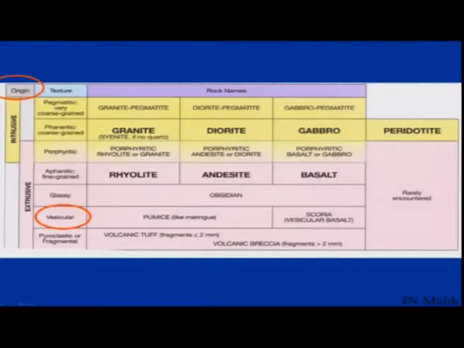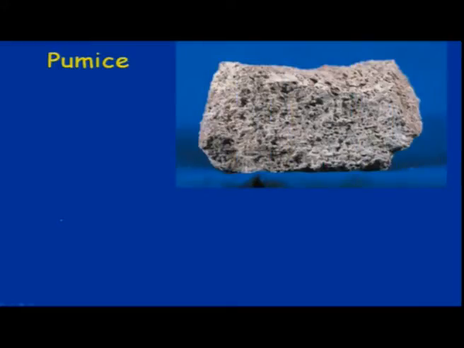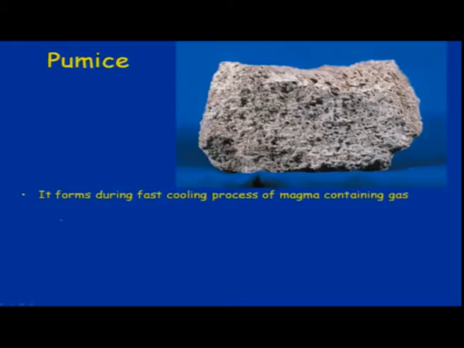Origin, and then if we take the texture, that is extrusive rocks. If you look at the vesicular nature, or the texture, then we have pumice. This is comparatively a very light rock which has cavities within it. So, this is again cavity rich, very light in comparison with the others. So, it forms during the fast cooling process of magma containing gases.